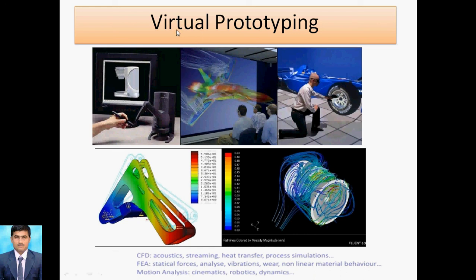The next methodology is virtual prototyping. This is a newer technology. We can use CFD tools, with which we can carry out acoustics analysis, trimming analysis, and heat transfer analysis. These processes can be carried out by CFD, that is computational fluid dynamics, and we can also check FEA, that is finite element analysis. With that we can analyze vibrations, wear, and non-linear and linear material behaviors. This is called FEA. We can also use motion analysis software for kinematics and robotic dynamics. So this is the way for virtual prototyping.